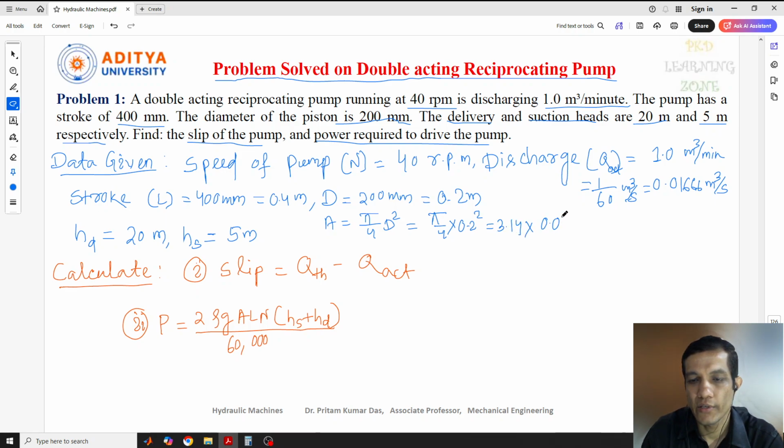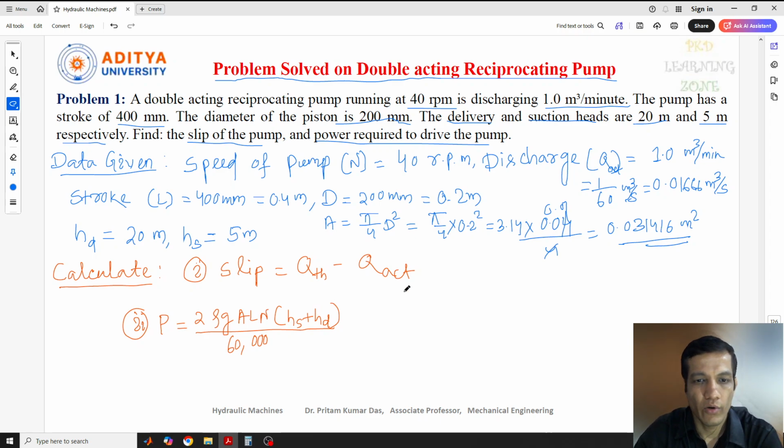This is 0.04 and divided by 4, so the 4 will be cancelled. So 0.01. If I multiply with this one, then I'll get 0.03146 meter square. Directly you can write the same value.